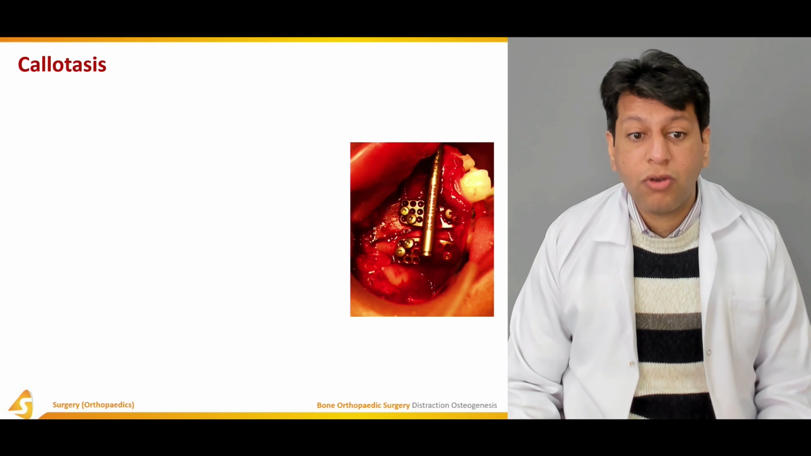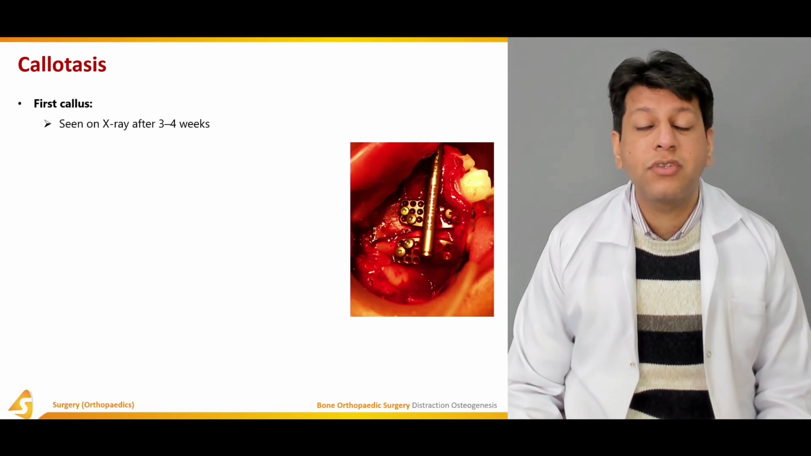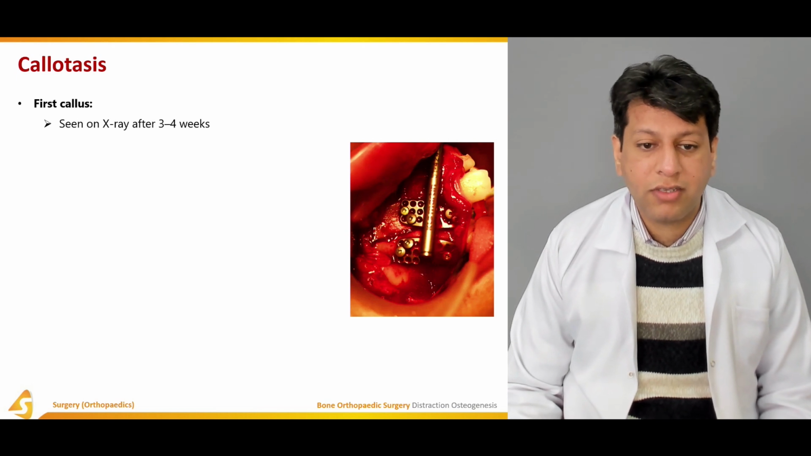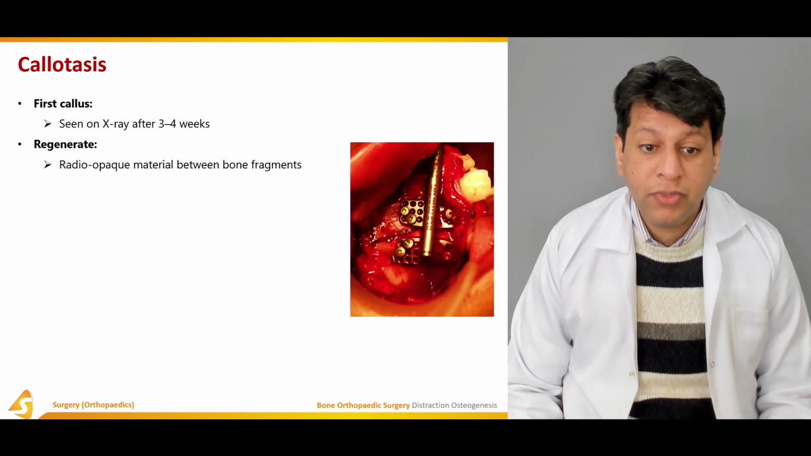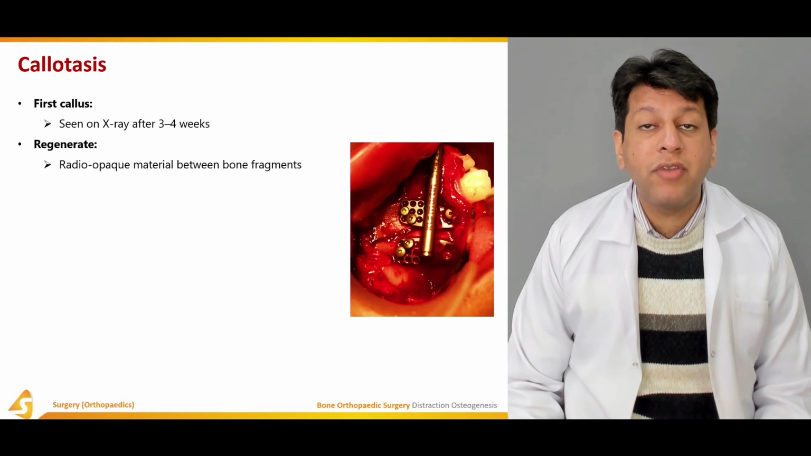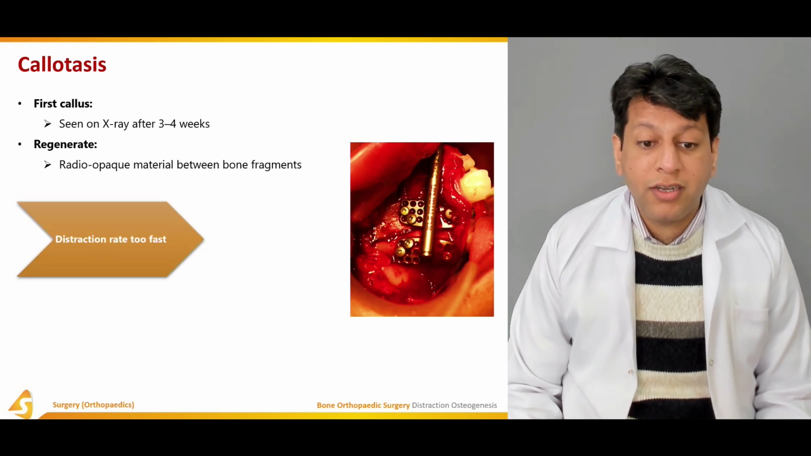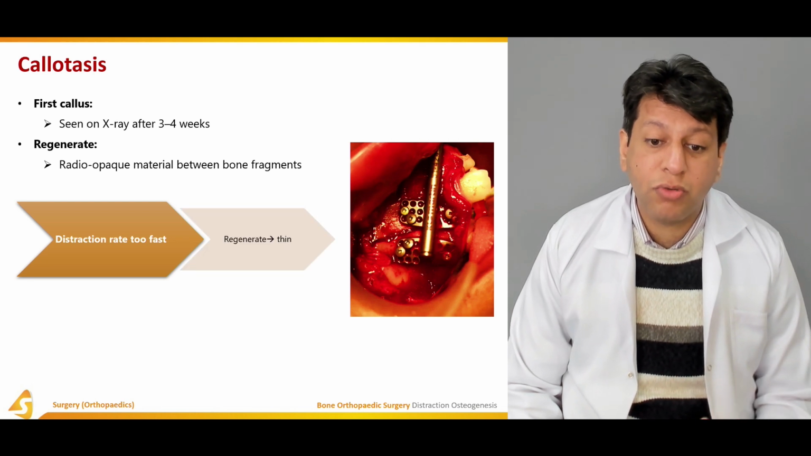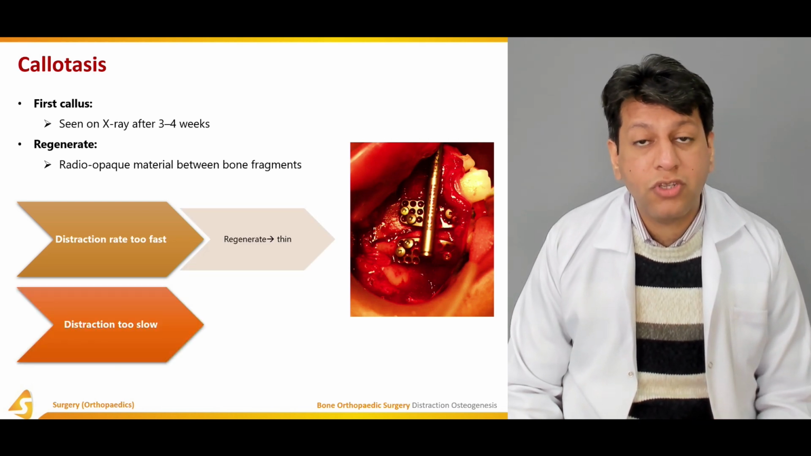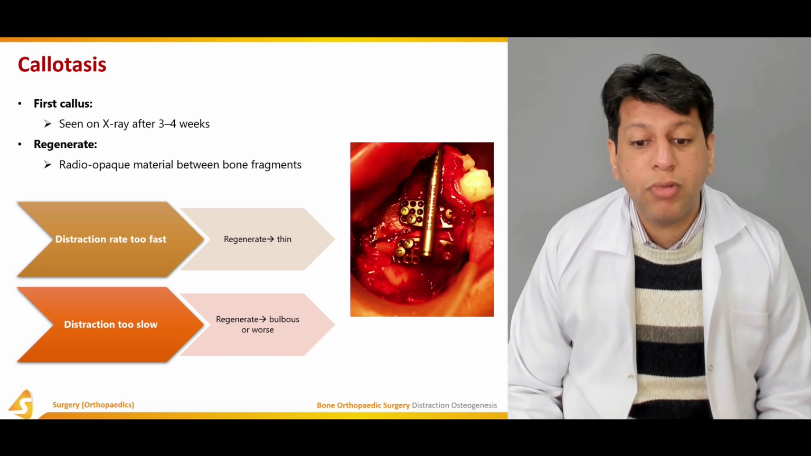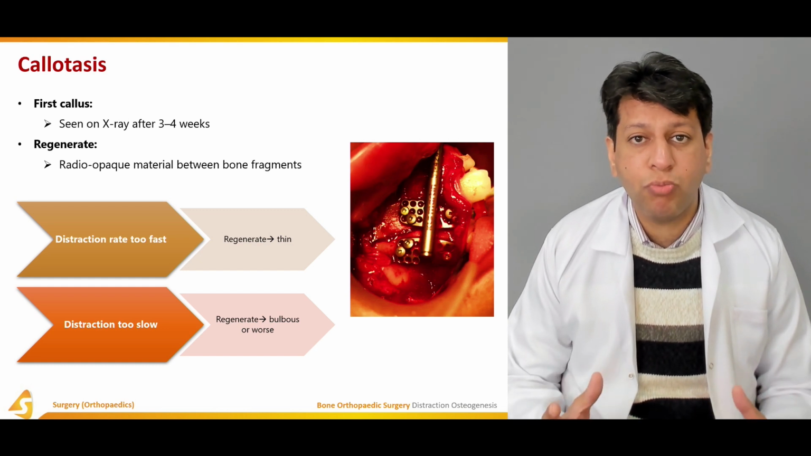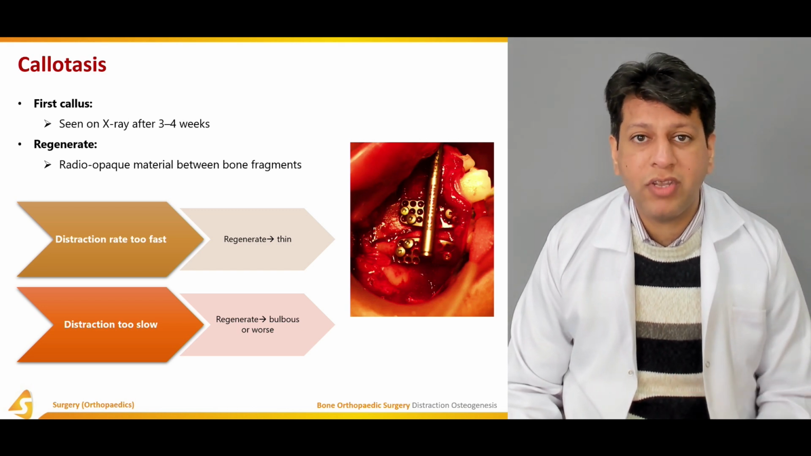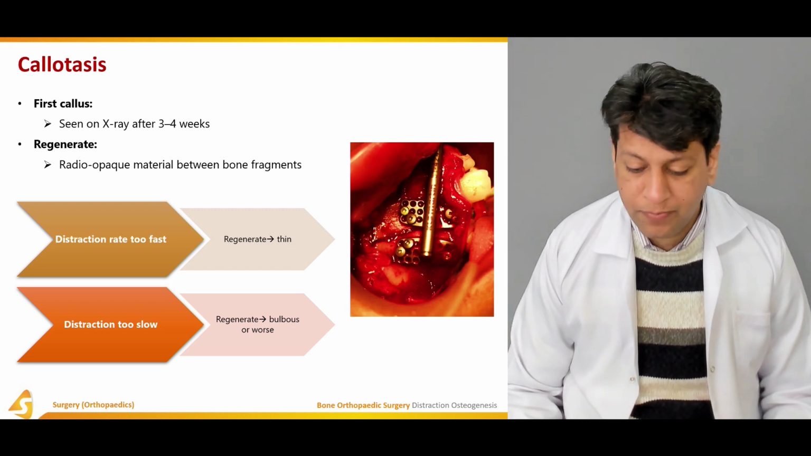What is distraction? The first callus is seen at around 3 to 4 weeks on the x-rays, and usually at this time there is an opaque material between the long bones. If the distraction rate is too fast, this could be a thin callus. If it's too slow, this could be a bulbous appearance of the callus. Usually it helps us to tell whether we need to adjust the distraction or not.